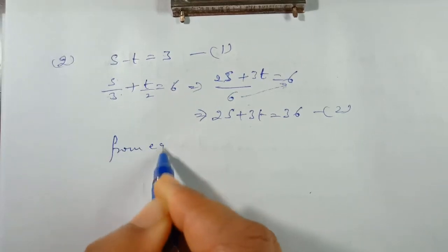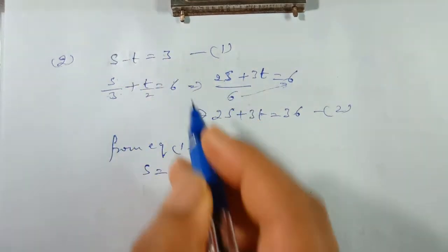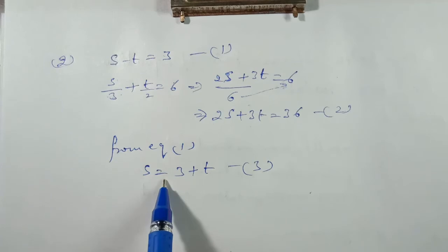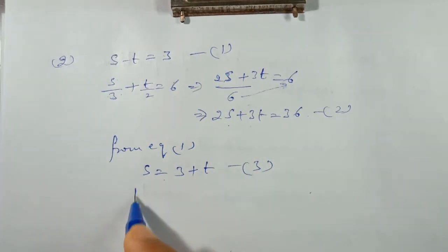Now from equation first, we are finding the value of s. S is equal to 3 minus t will change into plus t. Let it be equation third. Now we're going to put the value of s in equation number 2 in place of s.